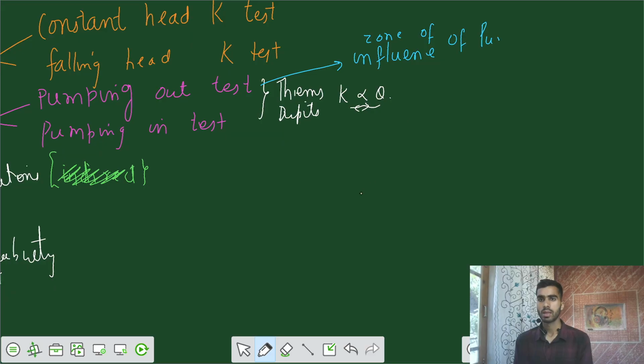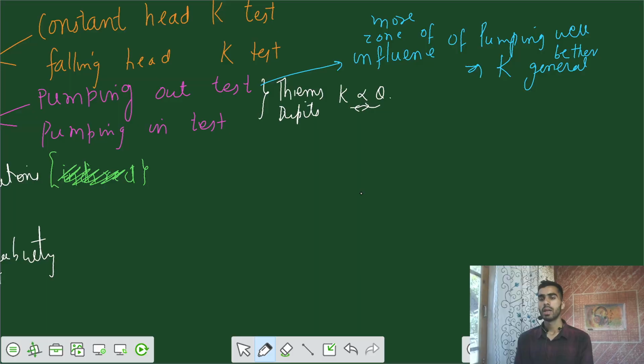There are wells from which we are extracting water, and that's called the yield of the well. In the pumping out test, there is a larger zone of influence, so the value of K we get is a general value. That's a better value of K.